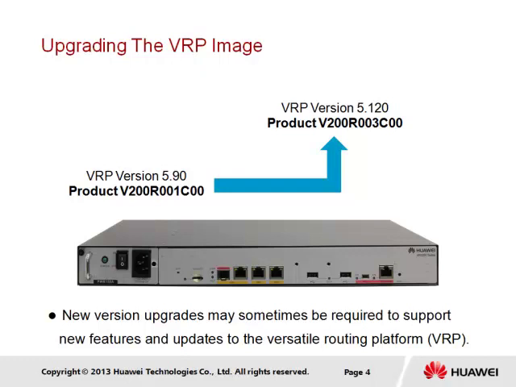The V value product version represents the product code and is generally fixed. Where a major version release occurs, however, we will see the product version update and is referenced by the R value, while a new minor update of the current version will be referenced by the C value. The example we show here gives a true reference to an upgrade from VRP version 5.9 to version 5.120 and the respective product codes for each version upgrade.